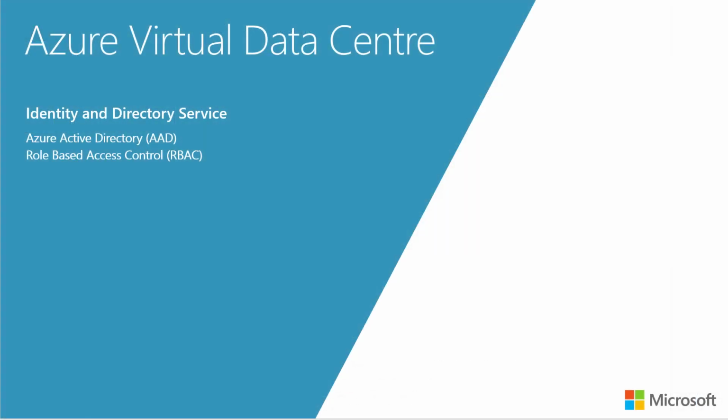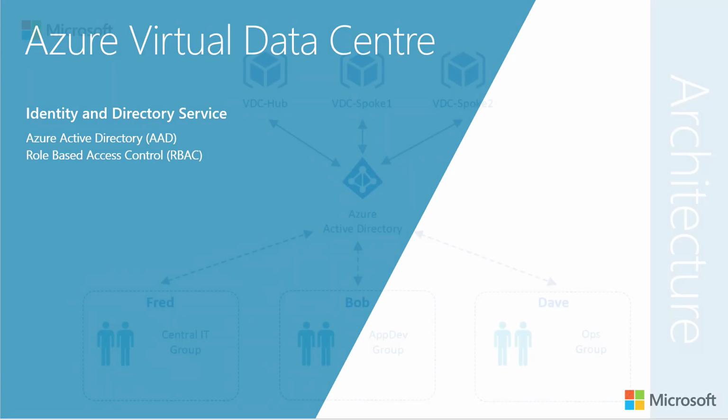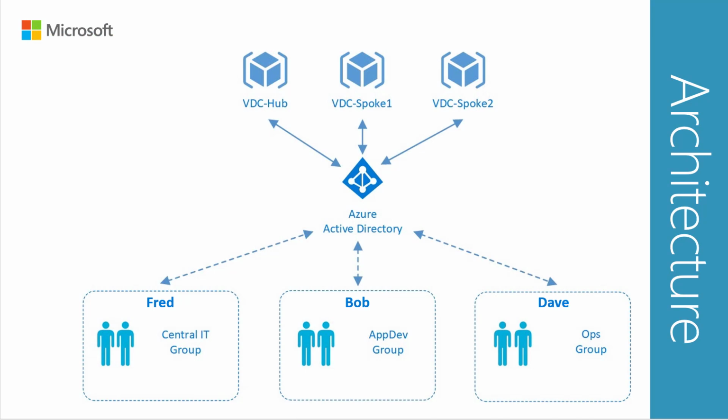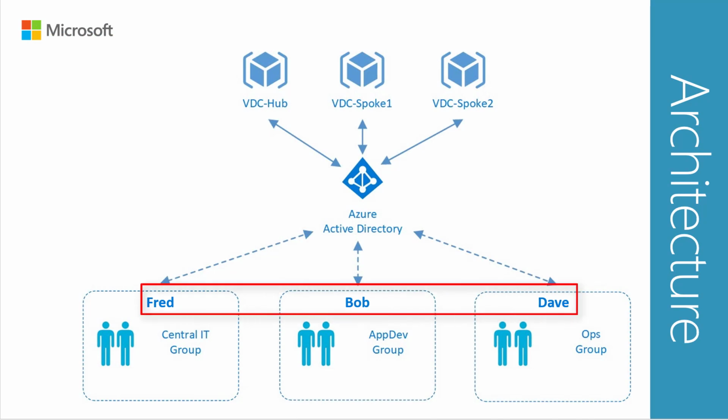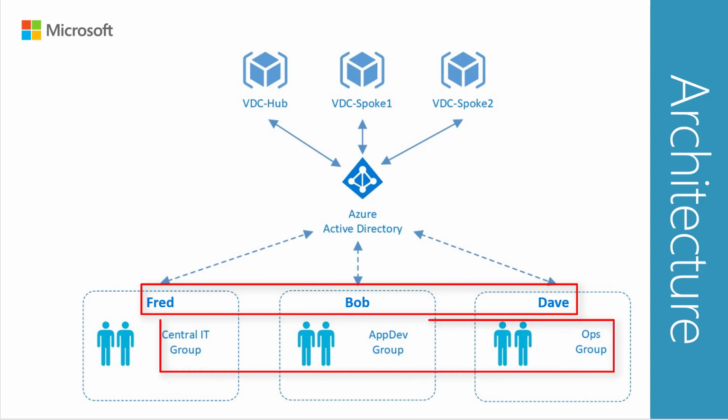So I guess the last thing that we want to do is begin securing our resources, and Azure makes this super easy with Azure Active Directory and role-based access control. Adam, what are we going to create here? So we want to create 3 users, Bob, Fred and Dave, and then we'll create 3 groups named Central IT, App Dev and Ops. Finally, we'll add the users into their respective groups and then allow those groups access to resources. Okay, let's jump back into the demo and build this out.